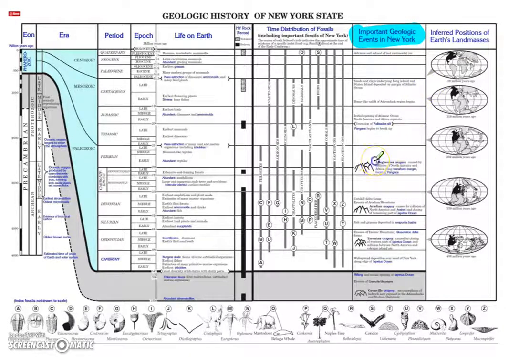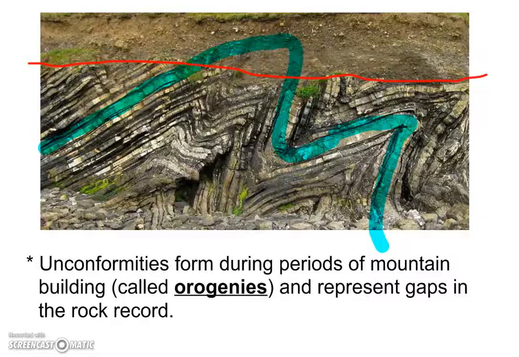You're going to see things like the Alleghenian orogeny, the Acadian orogeny, the Taconian orogeny, the Grenville orogeny. These were all periods when these mountains were forming in our state. And they actually give you pictures of mountains to help you remember that an orogeny is a period of mountain building. So these unconformities form during orogenies, and what they represent are gaps in the rock record. There are rocks that are missing. They got weathered and eroded away. So there is a gap in the clues that we can find to tell us about the past.